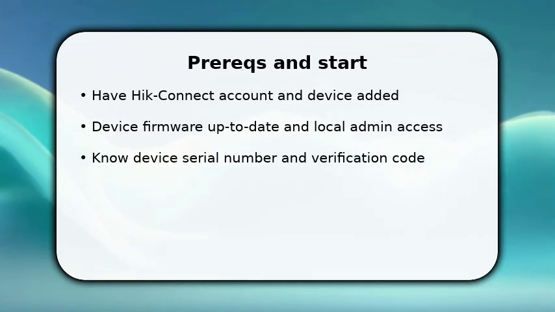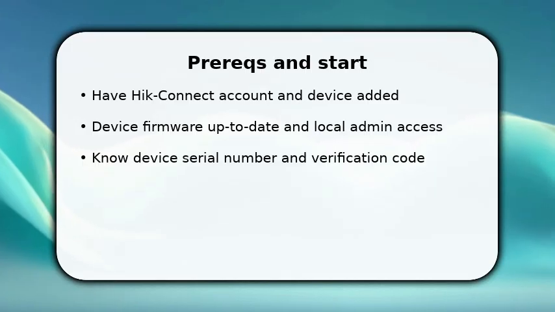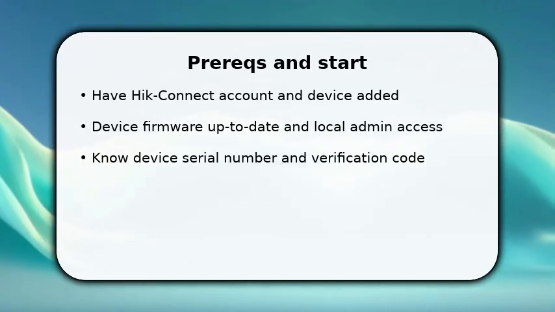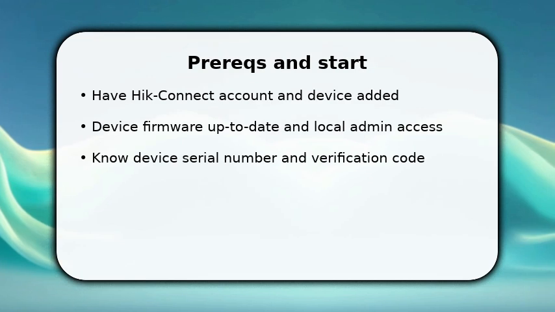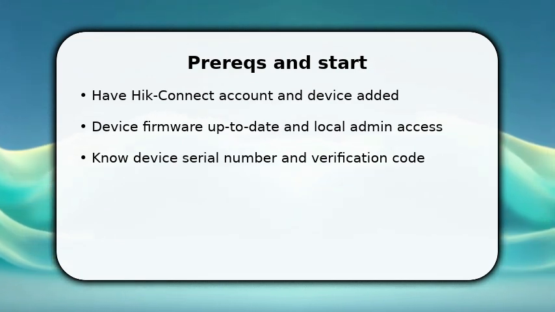Now navigate to Settings, right arrow Network, right arrow Advanced. This is where encryption password options appear. You need these items ready before attempting retrieval to avoid lockouts and unnecessary resets.